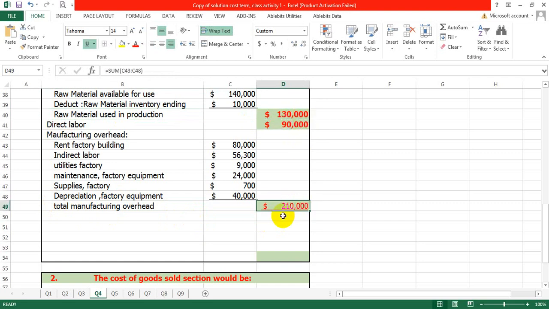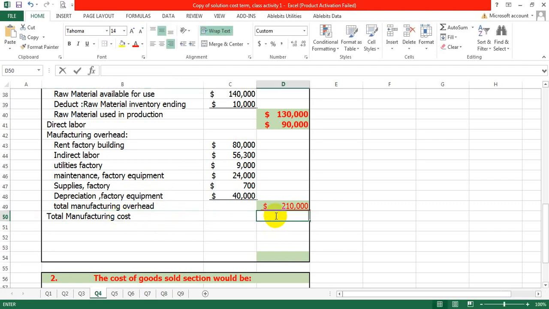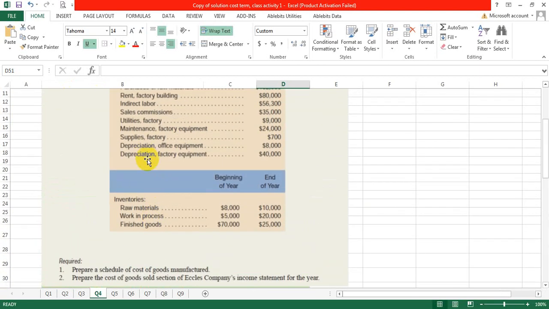One value is material, second labor, third MOH. When we combine these three values, what do we get? We get total manufacturing cost, TMC, right? And the value of TMC, we can sum these three values individually or by the formula of sum, is 4,30,000.